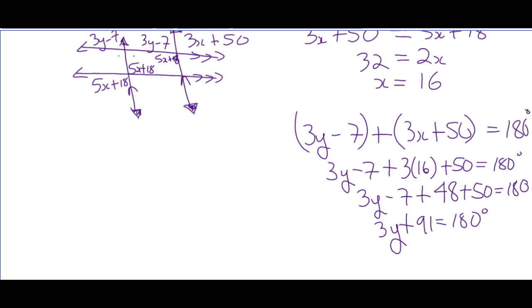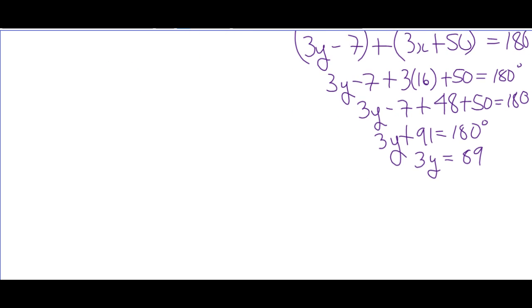What's 180 minus 90? 90. Minus 1 is 89. So 3y is equal to 89. You don't need a calculator to subtract 91 from 180. You just do 90 and then go one more. So what's y? 20. Okay, 6, 2, 29. Yep. 20.